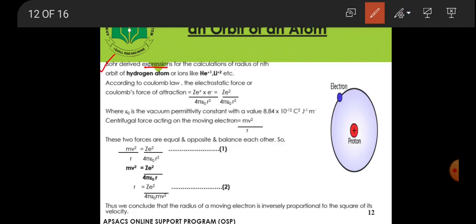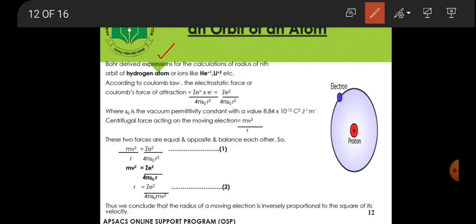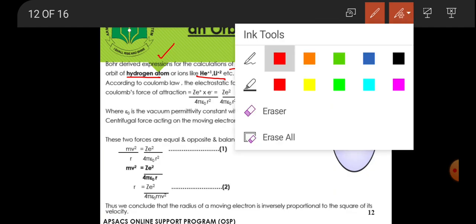Bohr derived an expression for the calculation of the radius of nth orbit of hydrogen atom, or ions like He+ and Li2+. This expression is used to calculate the radius of nth orbit of hydrogen atom, helium and lithium ion. We can calculate the radius of any orbit of hydrogen atom or helium or lithium ion by using this expression.